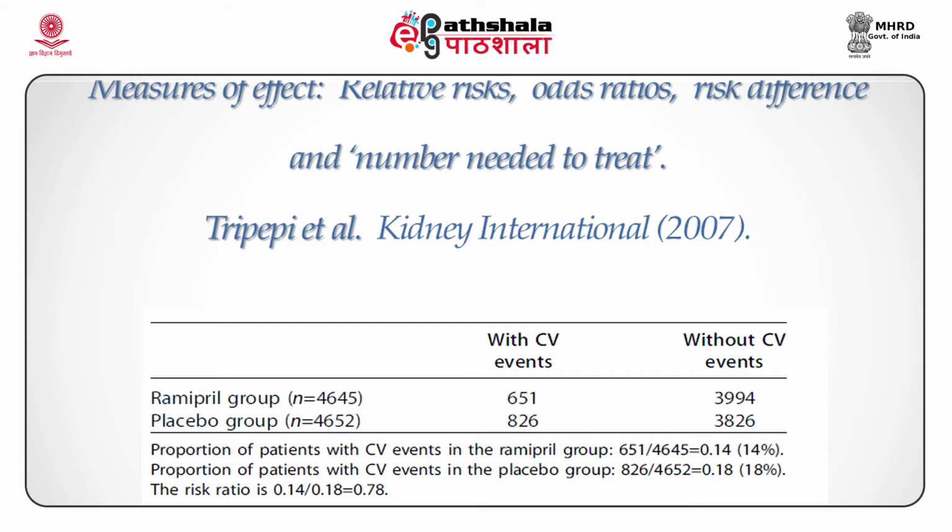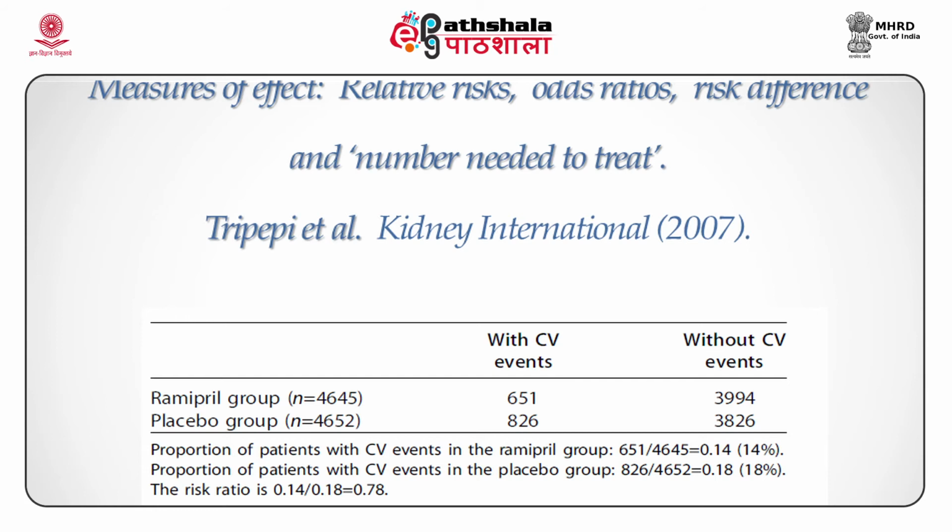Both groups were followed over time, and in the first group there were 4,645 subjects. In the second there were 4,652. They were followed over time, and it was found that in the first group 651 developed cardiovascular events, while the remaining 3,994 did not develop any cardiovascular events at the conclusion of the study. In the second group, 826 developed cardiovascular events, and 3,826 did not develop any such events.